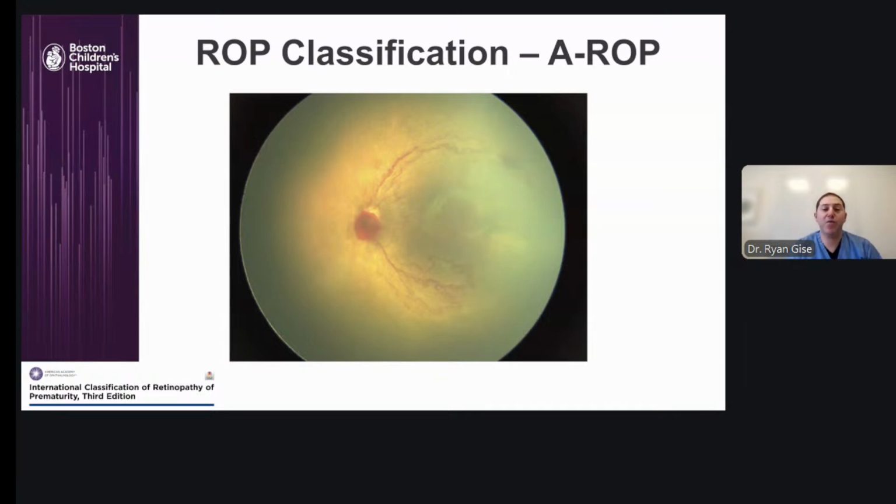And what you're looking for is plus disease that's out of proportion to the retinopathy that you see. So you'll often see very dilated and tortuous vessels like you do in this picture, but you won't really see any three-dimensional neovascularization, because the stage 3 is actually inside of the retina itself. It's really important to be able to recognize this, because it comes on very quickly and can lead to retinal detachment very quickly.